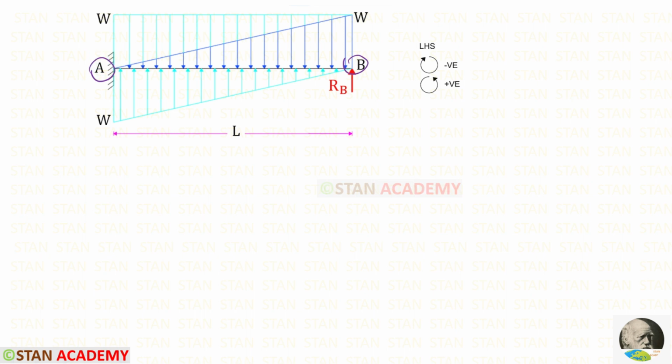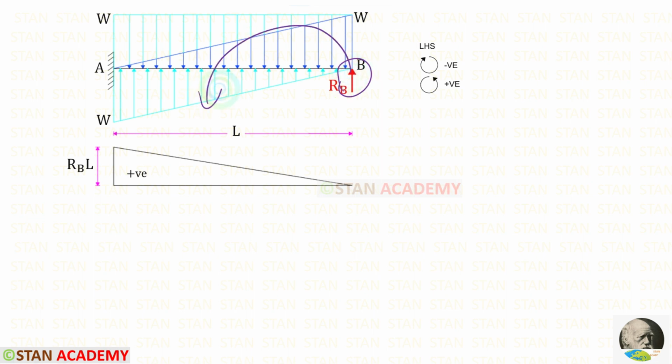Now from the point B about the point A, we are going to find the bending moment values and then draw the diagrams. In this case, we have to follow the left hand side rule. Clockwise will be negative and anti-clockwise will be positive. First, let us consider RB. It is acting in the anti-clockwise direction, so it will be positive, and the distance is L. RB into L, we will get RB L.